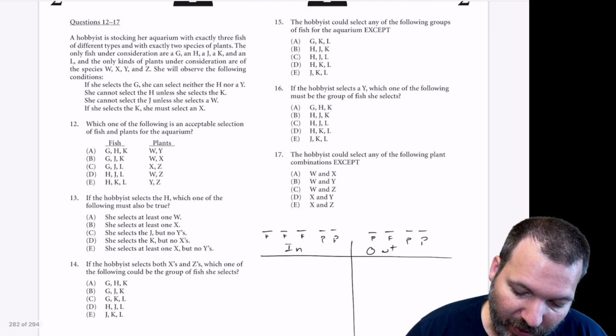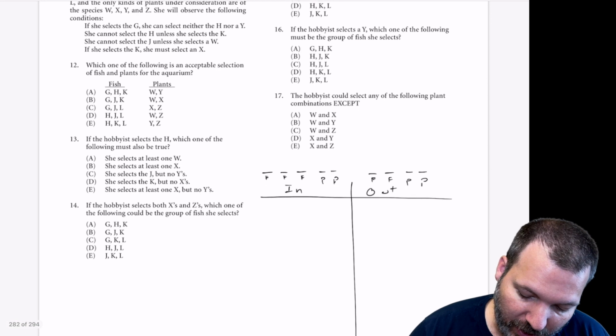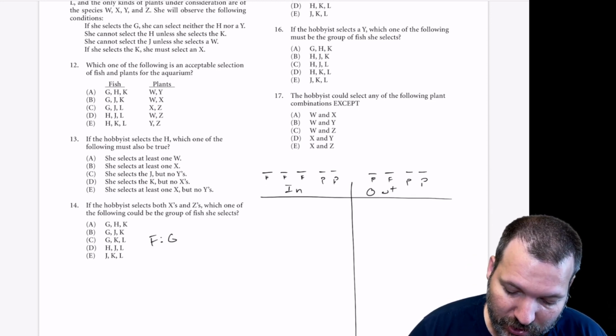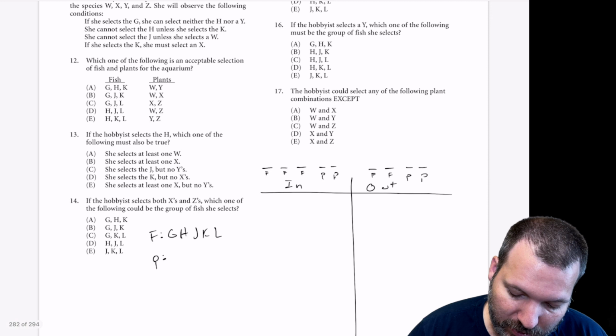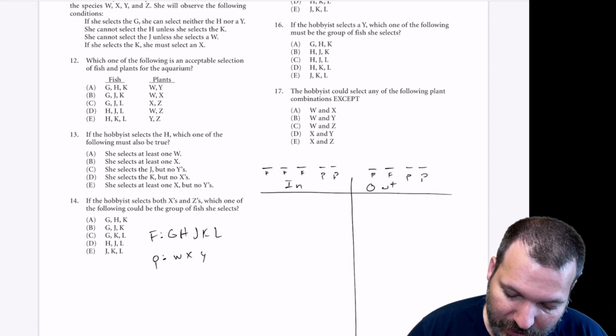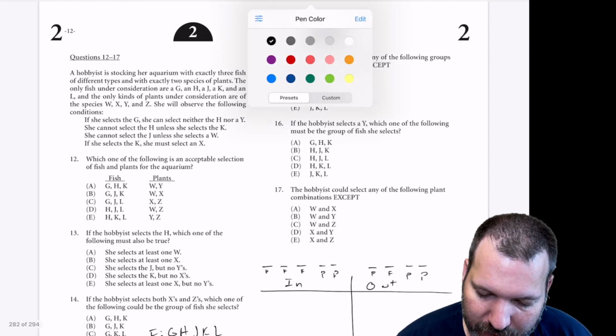Let's make sure we have our elements G, H, J, K, and L for the fish. So I'm going to use capital letters for that. G, H, J, K, and L. And for the plants, I'll use lowercase letters W, X, Y, and Z. So this is going to be our setup.